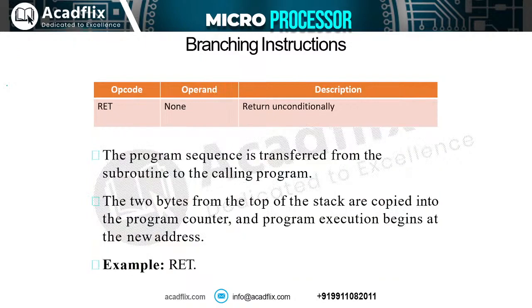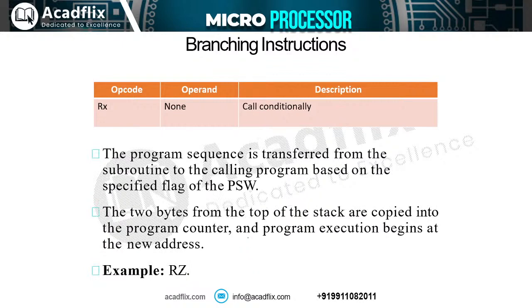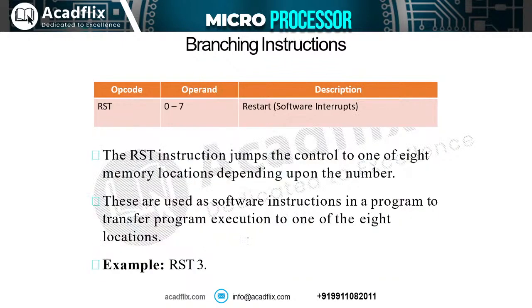Then we have branching instruction like return. You can return conditionally or unconditionally. Return means that you are returning from a function to the main routine, right? So return can be conditional as well as unconditional. If you simply say return, it will simply return to the return address, and the return address will be found on the stack, right? So return can be conditional and unconditional.